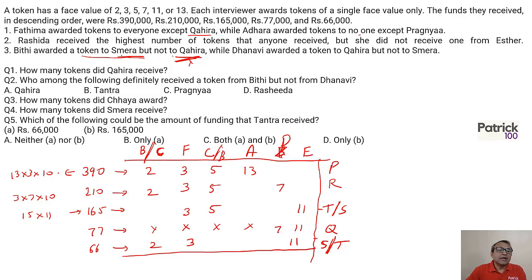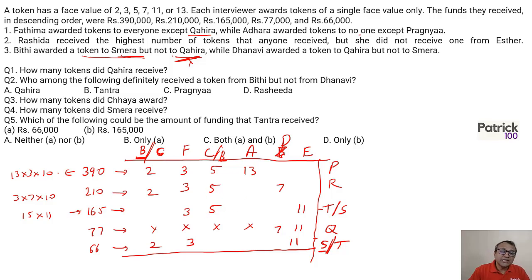Okay, I'll repeat this again. B awarded token to Smira but not Kahira. So B did not give to Kahira, so it can be either 2 or 5. So if it is 2, then S becomes 66. If it is 5, then S becomes 165. So the first case here, B2, S will become 66. Here B5, S will become 165.